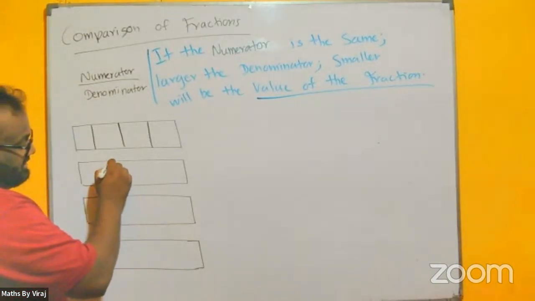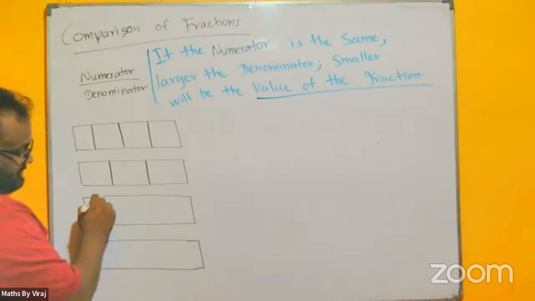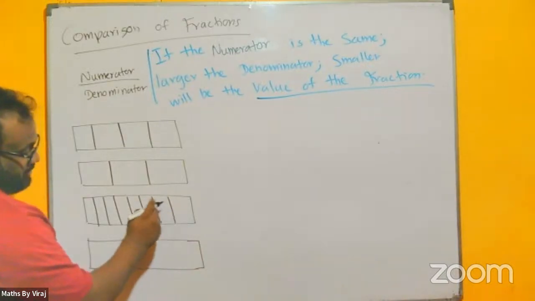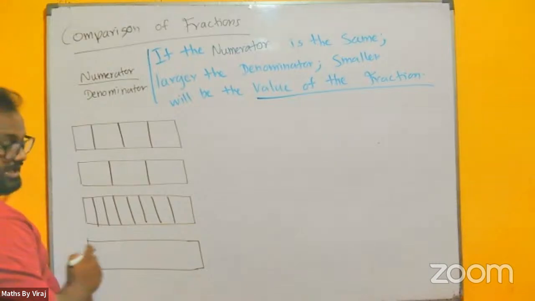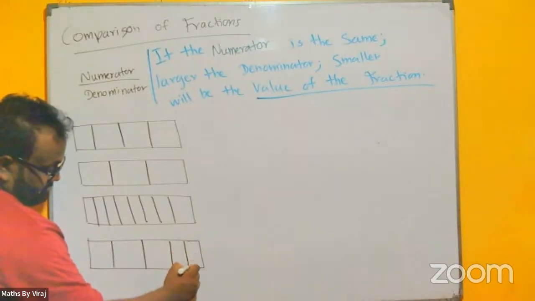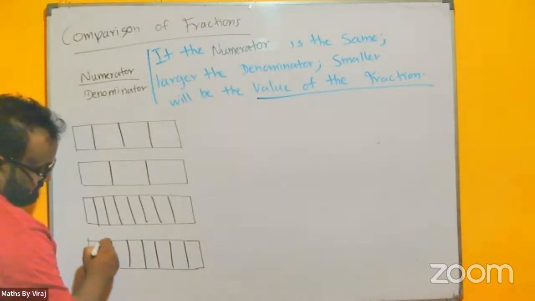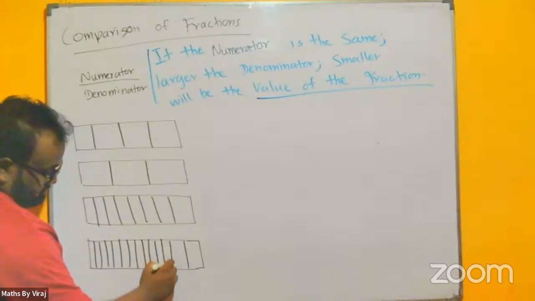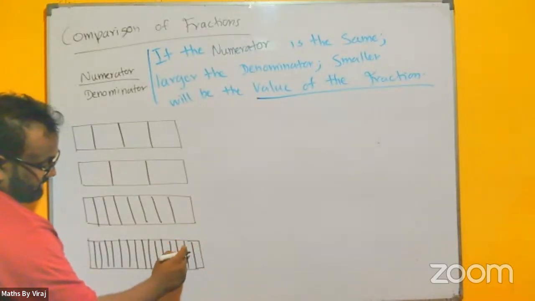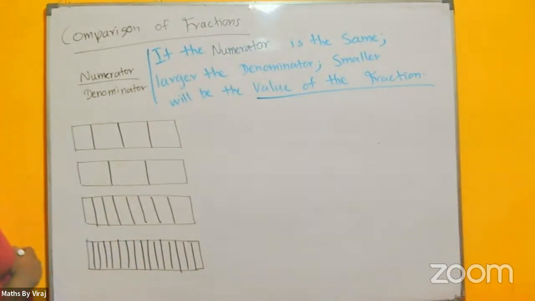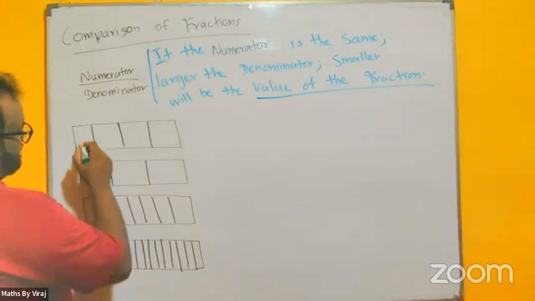Next I will draw it as 3. 1, 2, 3, 4, 5, 6, 7, 8. Next, 1, 2, 3, 4, 5, 6, 7, 8, 9, 10, 11, 12, 13, 14, 15, 16. Right. Now I am going to color 2 parts of it.